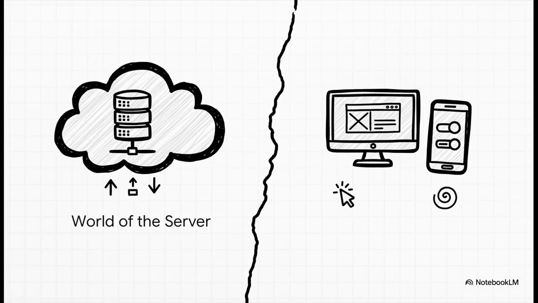Now Next.js comes along and solves this with a really brilliant and kind of simple idea. It just splits the work between two places. We have the world of the server and the world of the client. And understanding what each of these worlds does is the absolute key to building incredibly fast websites.